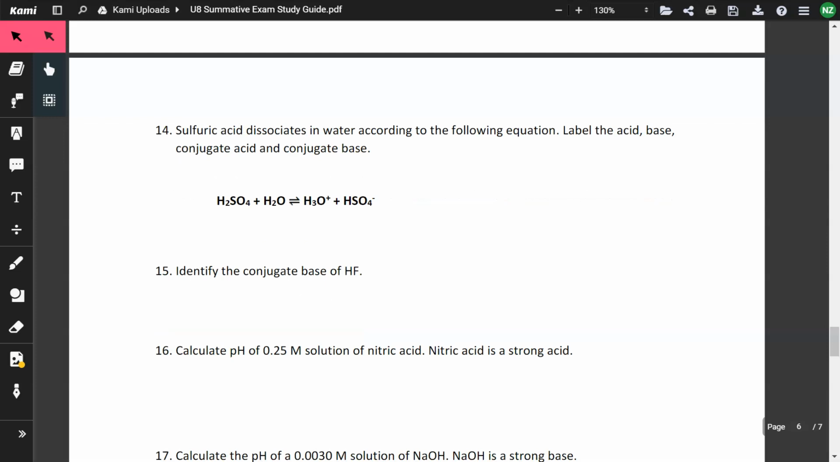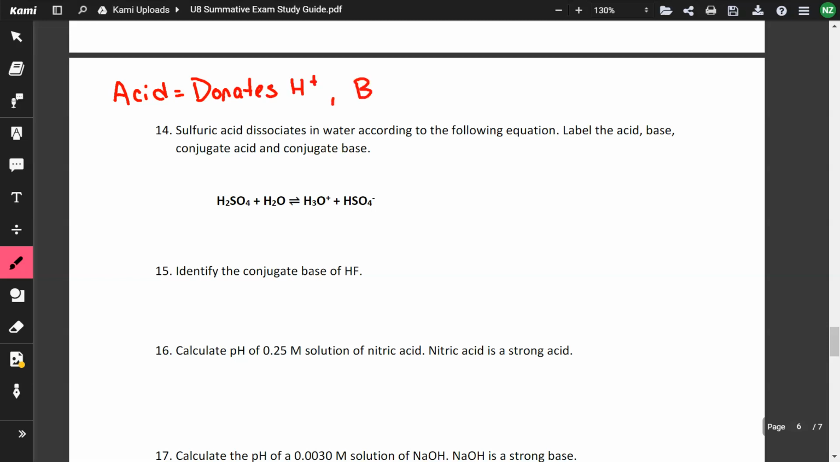We're getting into some acid. It says sulfuric acid dissociates in water according to the following equation. Label the acid, base, conjugate acid, and conjugate base. All right. Well, an acid donates a proton, so it donates H plus. A base accepts H plus.